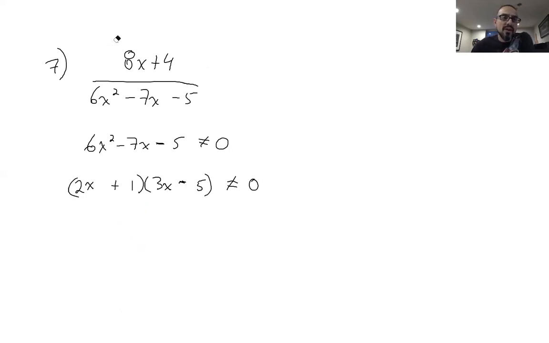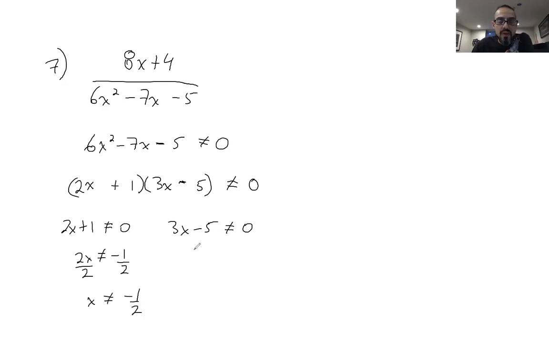So from here, this is a little bit more sophisticated. From here, you might want to split this up into two different equations. 2x plus 1 can't equal 0, and 3x minus 5 can't equal 0, and solve each one of these independently. So you have 2x can't equal -1, divide both sides by 2, x can't equal -1 over 2. And then 3x cannot equal 5.